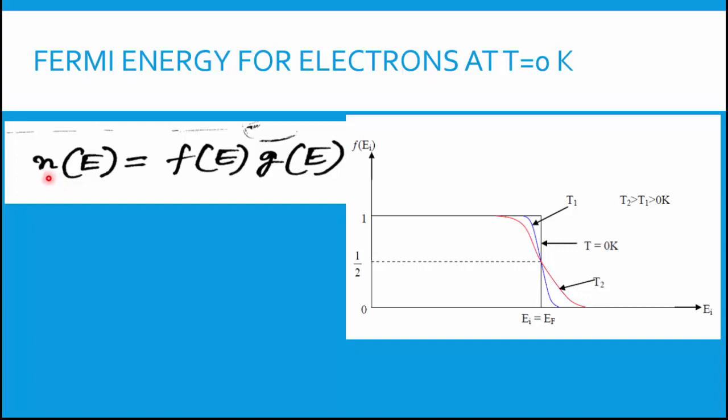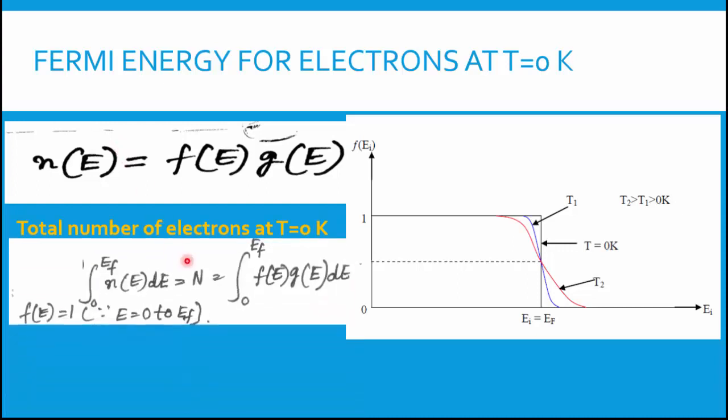So starting from here, N(E) is equal to F(E) into G(E). I'm going to calculate the total number of electrons, so I integrate from 0 to infinity on both sides. The left-hand side will give me the total number of electrons, because for every energy level I count the number of electrons and integrate. Finally, on the left-hand side I get the total number of electrons, which I name capital N.